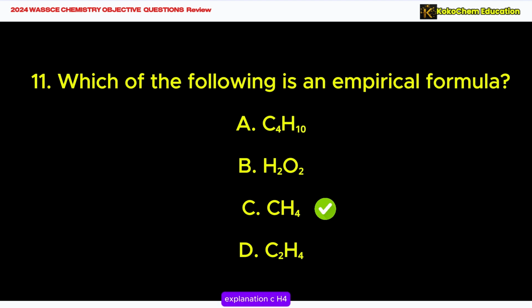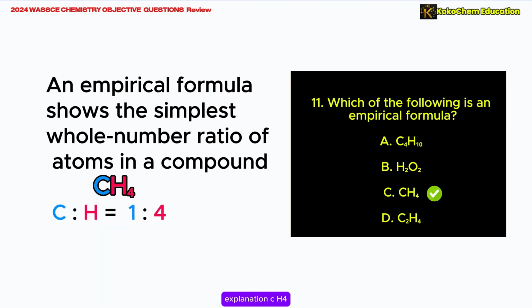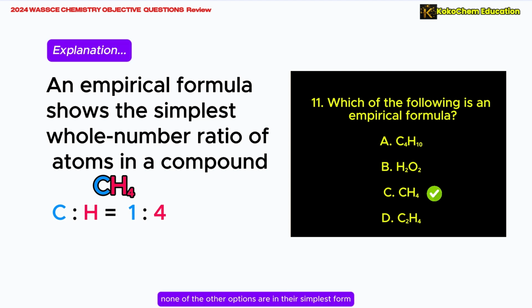CH4. Explanation. CH4, which is methane, is already in its simplest whole number ratio of carbon to hydrogen, which is 1:4. None of the other options are in their simplest form.